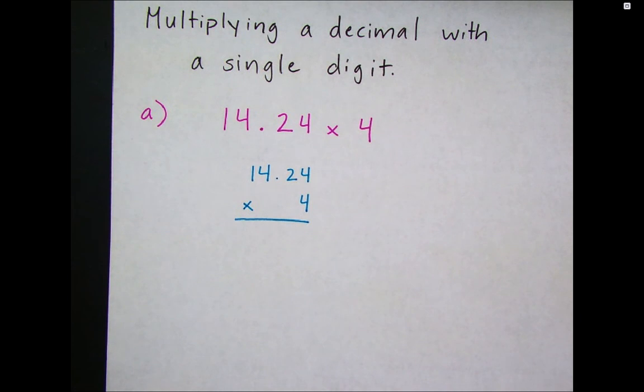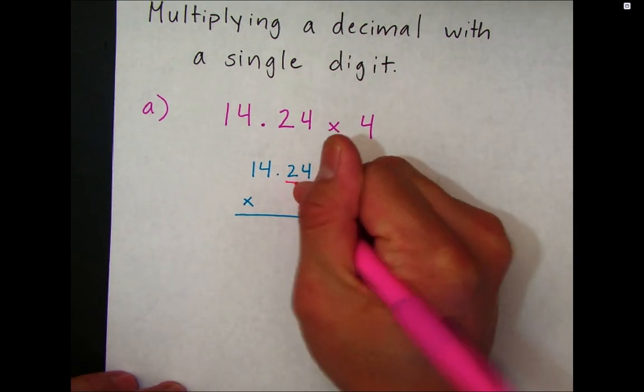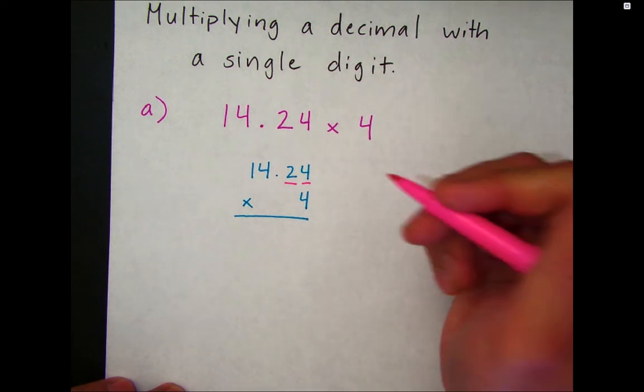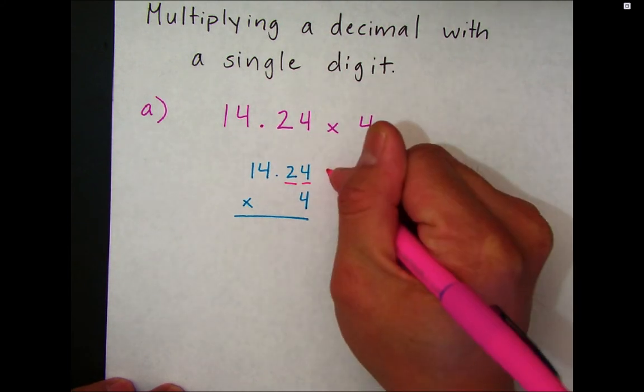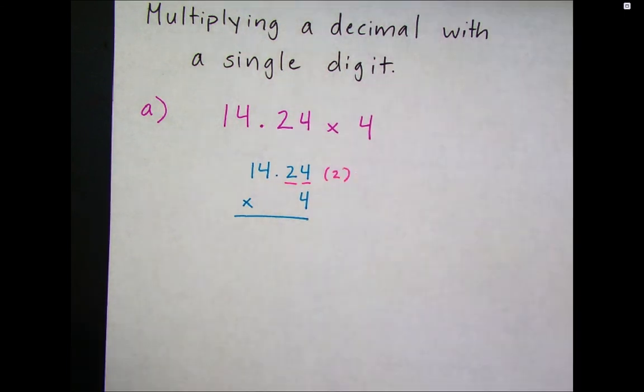Now it's important when you're multiplying decimals to count the decimal place values for each one of your numbers that you're going to be multiplying. So when I look at 14.24, I'm going to count how many digits come after my decimal. I have the digit 2 and I have the digit 4. So I have 2 digits that come after my decimal. So next to my number, I will put a small set of parentheses with the number 2 after it.